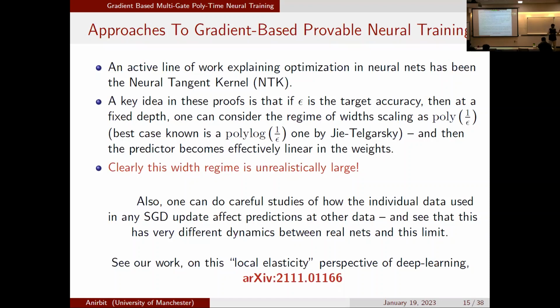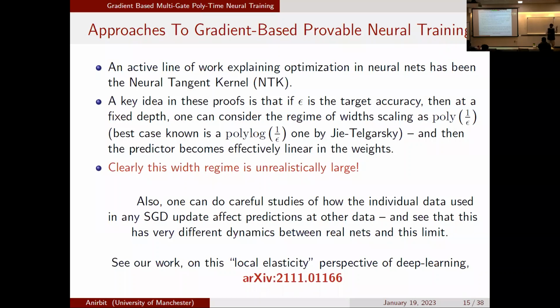You sample a cat image. By sampling a cat image, how much does the prediction change at a dog image? It's a valid question to ask. And you can look at this microscopic structure of the stochastic gradient descent during neural training. And that is called the study of local elasticity. From the local elasticity point of view, in fact, it becomes very visually obvious that the limit point and real nets behave differently. In some sense, this change of one data point on the other, the effect of sampling one data point on the prediction at another data point, this 2-point behavior is extremely different at the limit point versus real nets.